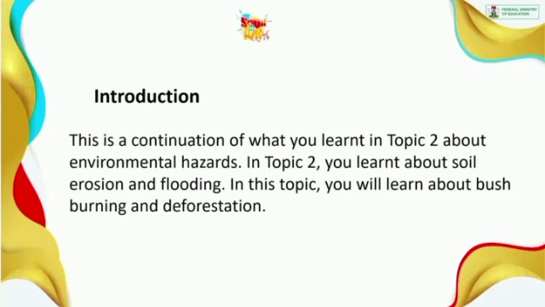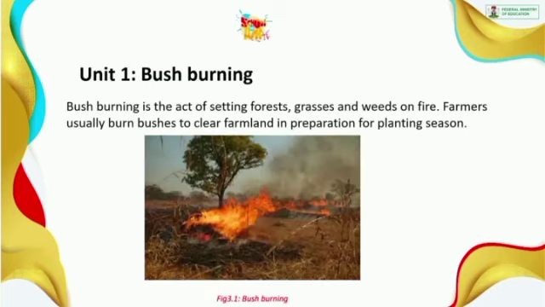Now, this is a continuation of what you learnt in topic 2 about environmental hazards. In topic 2, you learnt about soil erosion and flooding. We learnt that soil erosion is the washing away of the soil surface by wind and water, while flooding is caused by the overflow of water from oceans into rivers, and which causes water to flow onto the dry lands, and this also causes loss of properties and loss of nutrients from the soil. So in this topic for today, you will learn about bush burning and deforestation.